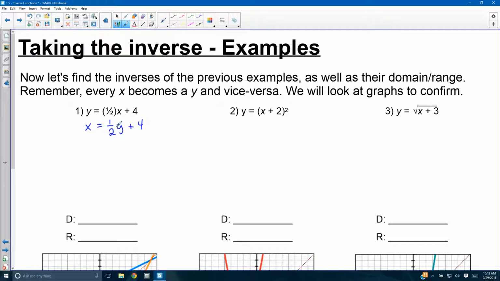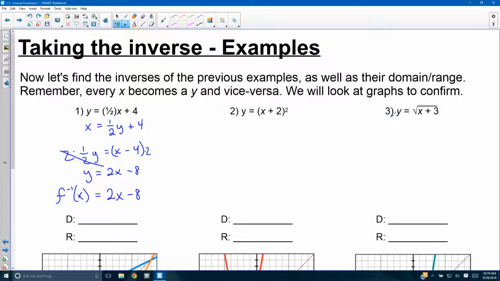Here it is. However, if I wanted to make it look like inverse function of x equals, I need to make this say y equals something, because I'm going to swap this out for y, because this is another y value. So to solve for y, well, first I'm going to move this 1/2 y over, subtract 4 from both sides, then multiply both sides by 2. Therefore y equals 2x minus 8, and also inverse function of x equals 2x minus 8.